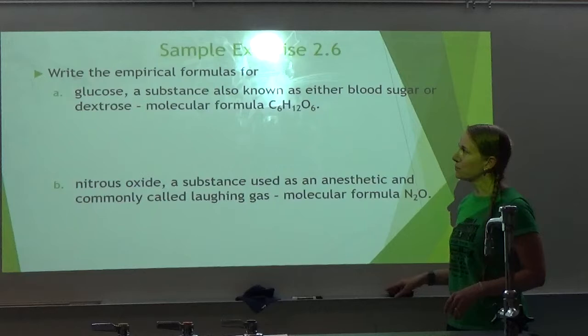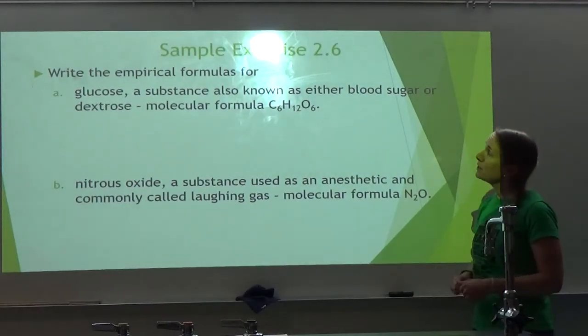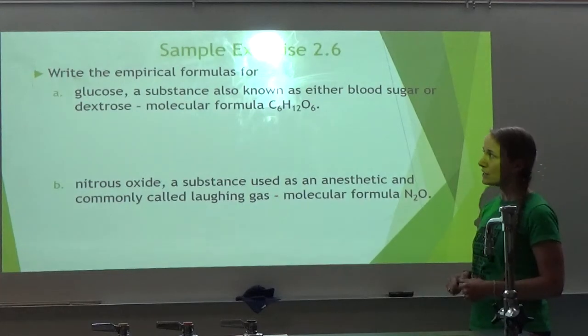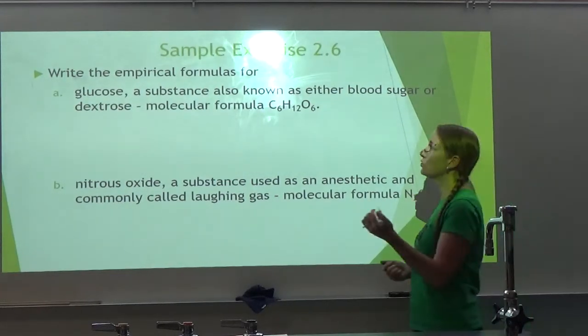So let's look at a couple together. It says, write the empirical formula for glucose, a substance also known as either blood sugar or dextrose. The molecular formula is C6H12O6.